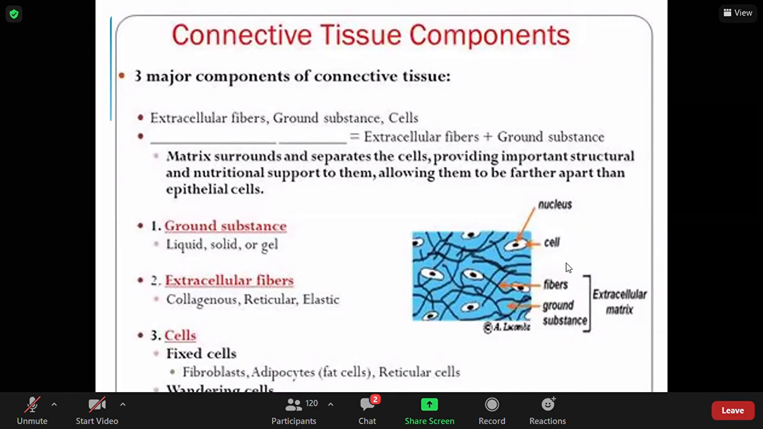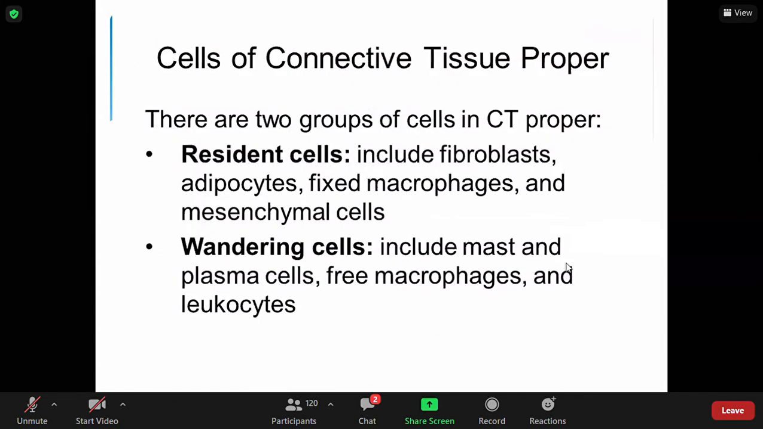Okay, so you have here your macrophages now. Cells of connective tissue proper. There are two groups of cells in the connective tissue proper. You have, again, resident cells and wandering cells. Like those who stay at home, steady, and those who roam around. Wandering cells. So, in the resident cells, you have the fibroblasts, the adipocytes, the fixed macrophages and the mesenchymal cells.